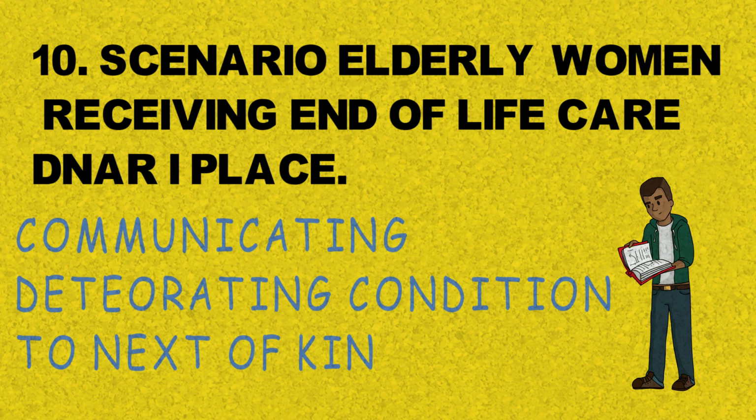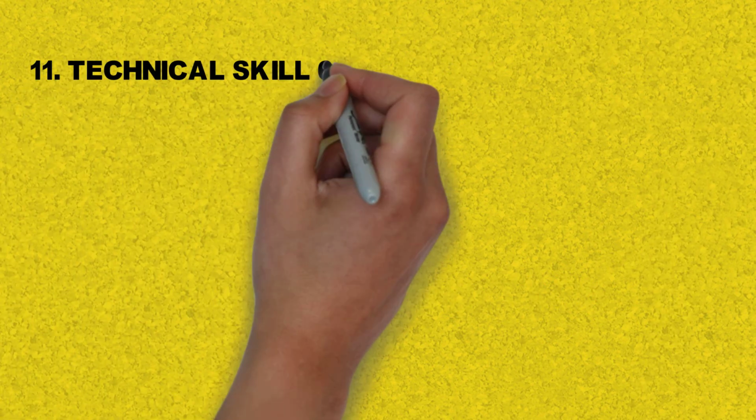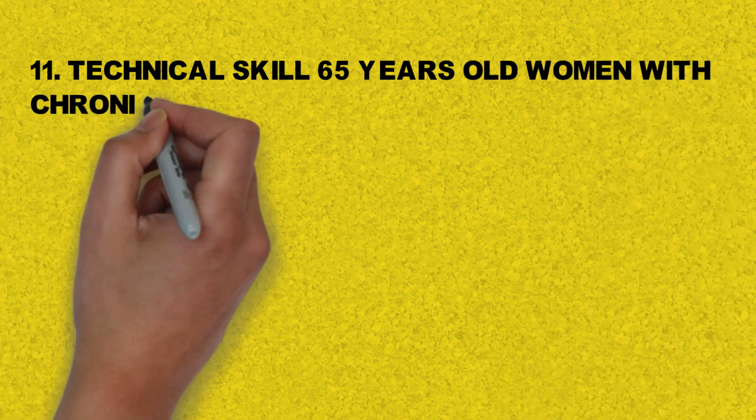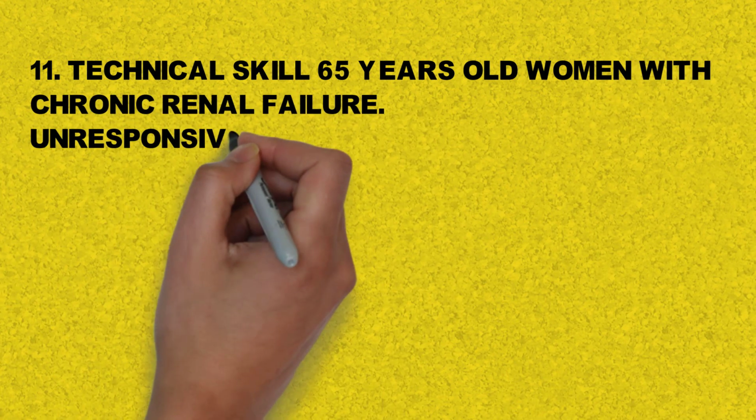And here your task is to communicate with the next of kin, the relative, about the deteriorating condition. It's the end of life, so the patient is going to die. You should be empathetic and communicate using ISBAR as well. First of all, you should identify, then explain the situation, background, assessment, and recommendation. That's ISBAR. So you should be very careful when you are communicating. You should remember ISBAR.